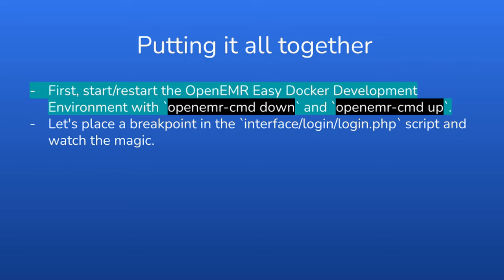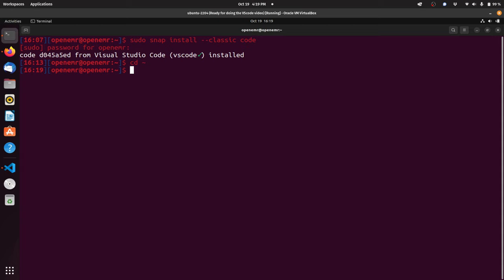First, we need to start and possibly restart the OpenEMR Easy Docker development testing environment. So we're going to open a terminal. First change into the home directory. And then we're going to go into the git/openemr/docker/development-easy directories. And this is where we can start the testing environment.